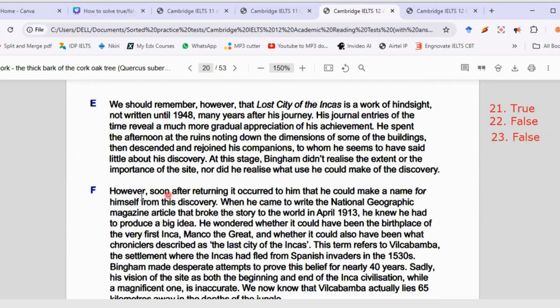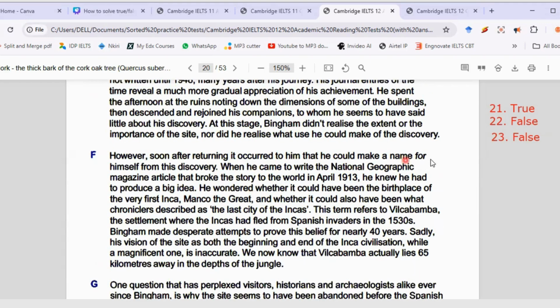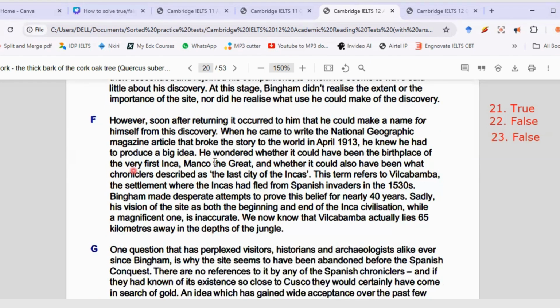So this is where we stopped. However, soon after returning, it occurred to him that he could make a name for himself from his discovery. When he came to write a National Geographic magazine article that broke the story to the world in 1913, he knew he had to produce a big idea. He wondered whether it would have been the birthplace of the very first Inca, Manco the Great, and whether it would have been what chroniclers described as the last city of the Incas. This issue of return, I'm not seeing it here yet.